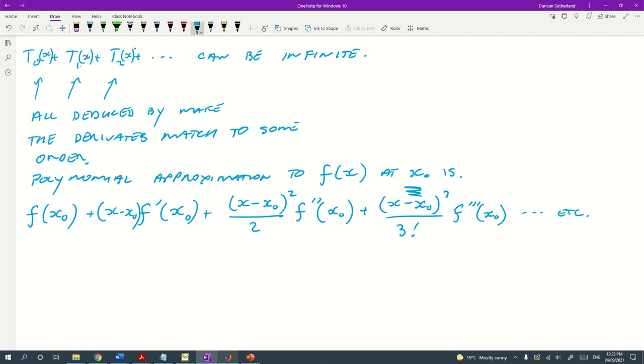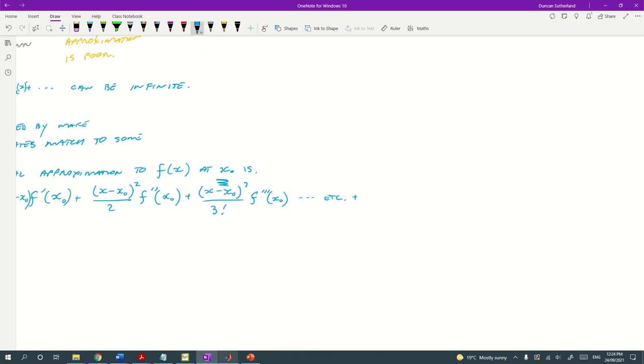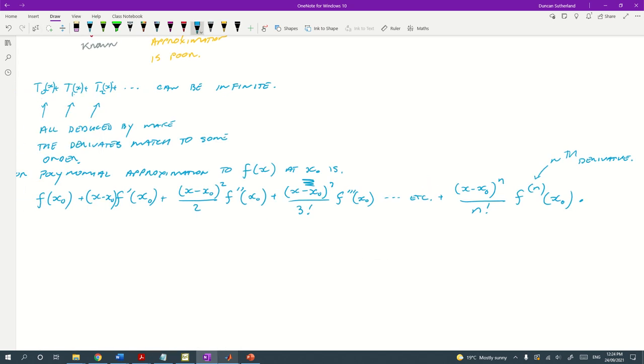Right, so you can keep going with this polynomial up to some finite number of terms. Right, so plus (x minus x naught) to the power of n over n factorial times the nth derivative there, right? The key point is that a polynomial approximation has a finite number of terms.